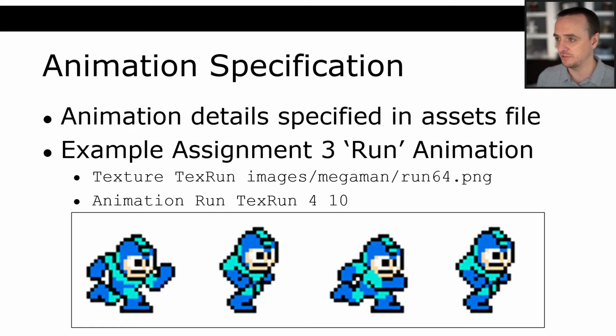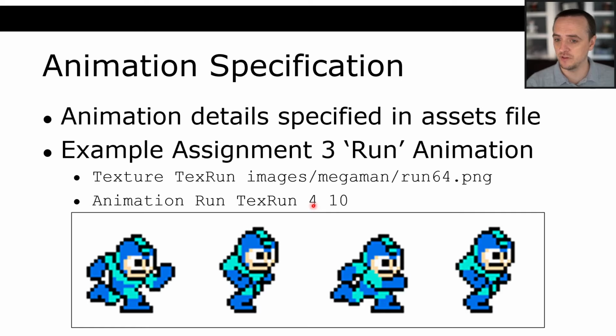At some point in our assets file, we're going to load a texture. That texture is going to have all of the frames of animation in it. So for example, this is exactly what assignment 3 is going to look like in the config file. It's going to specify texture: here's the name of the texture, and here's where that texture is stored. Then at some point following that, in the configuration file, we want to specify the animation. This animation is going to be given the name run. Here is the texture that this animation is going to use. It's going to have 4 frames of animation, and the speed is 10.